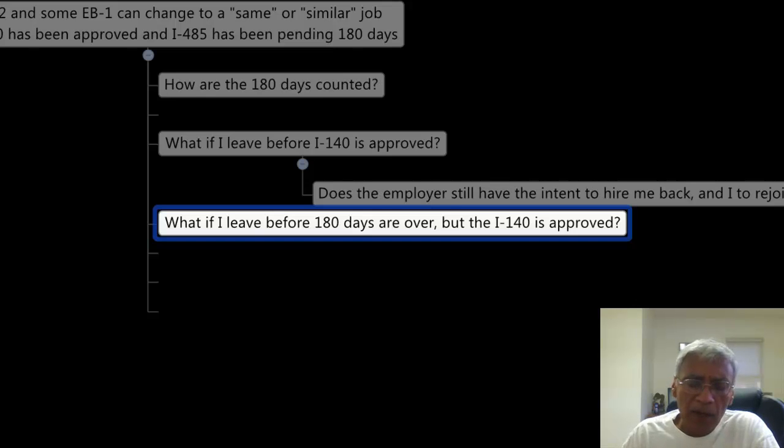So, and Mr. Yates, Bill Yates said this. He says, if you have left before 180 days and you don't have an RFE response due back asking you about your job before the 180 days, you're okay. So if I got an RFE before I left and the RFE response is due before 180 days, then chances are I cannot use AC21. I can only carry forward my priority date.